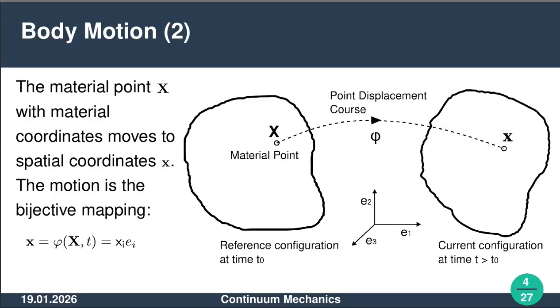A bijection is needed here because every material point must be mapped to a new distinct position, and the reverse motion to the initial reference configuration must be possible. Further, we request the overall differentiability of the mapping function phi, because like we will see later, this is needed by some important quantities.